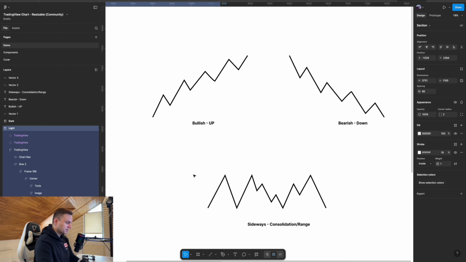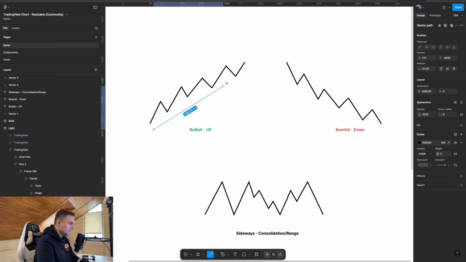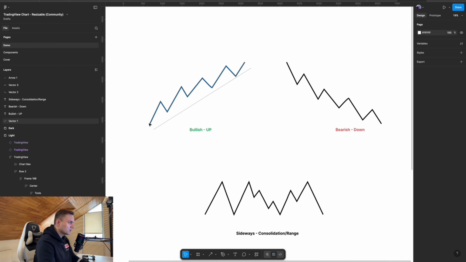Let's break down the three main directions the market can move. An uptrend or bullish market means prices are generally moving higher over time. So if we take the arrow and move with this chart, we'll see that overall we are moving up and we have higher highs, higher lows, higher highs, higher lows, and the trend is not broken. This is called a bullish trend or uptrend.